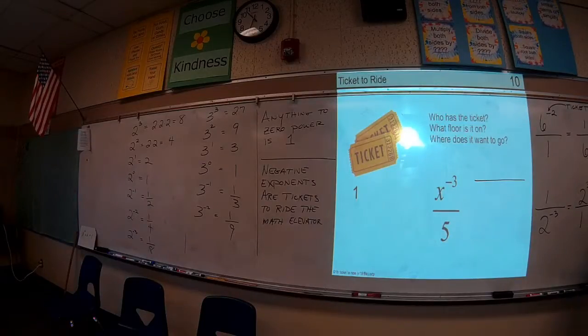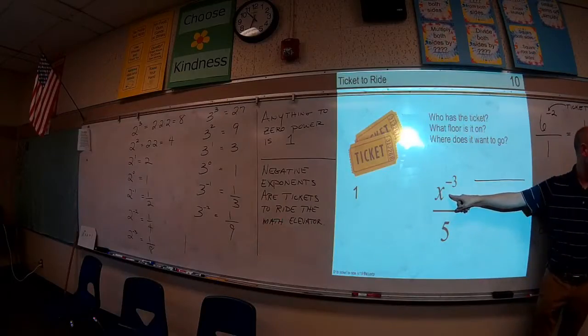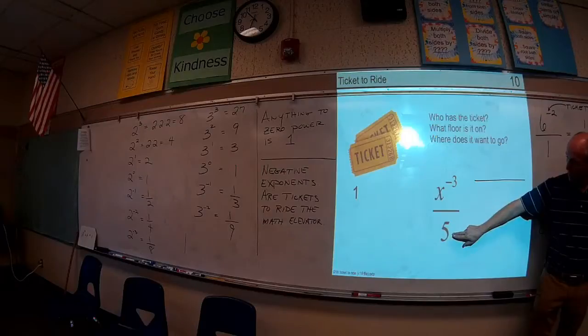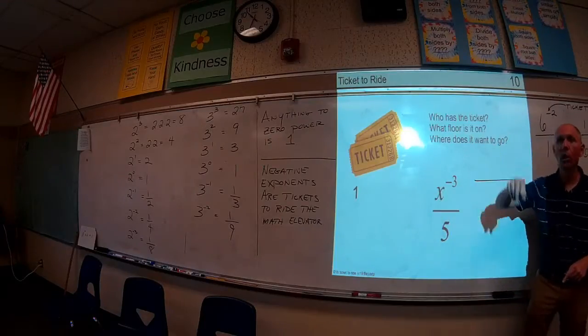I'm going to go through everybody. Andrew, what's the X going to do? It's going to go to the bottom and then erase. Bottom and erase the ticket. Sophia, what's the 5 going to do? Does it have a ticket? So what's it going to do? It's going to stay there. What's going to be left on top? A 1. When this guy goes down, there's going to be a 1 left on top.